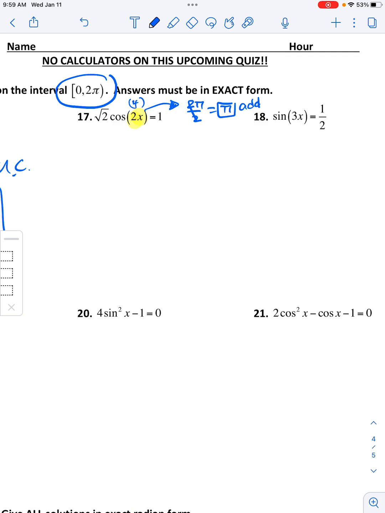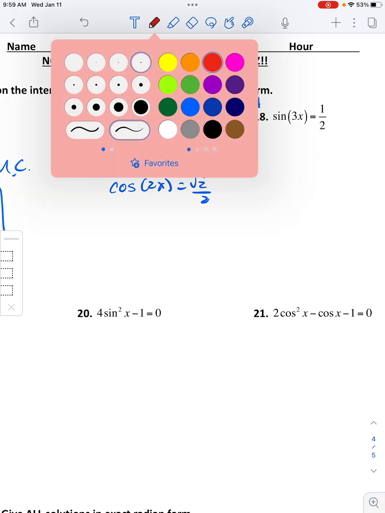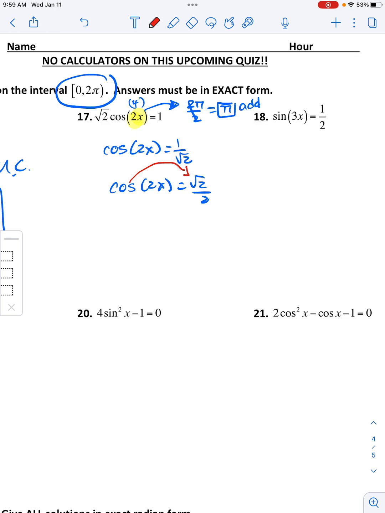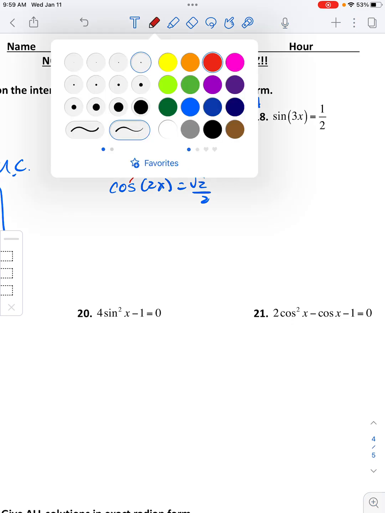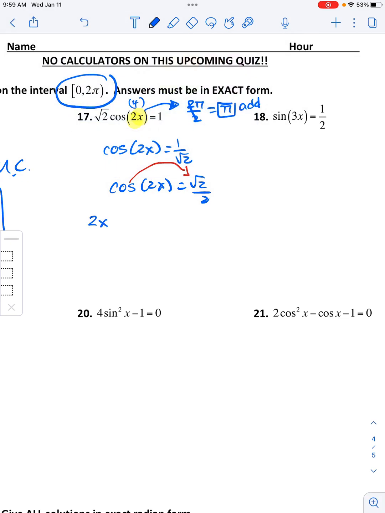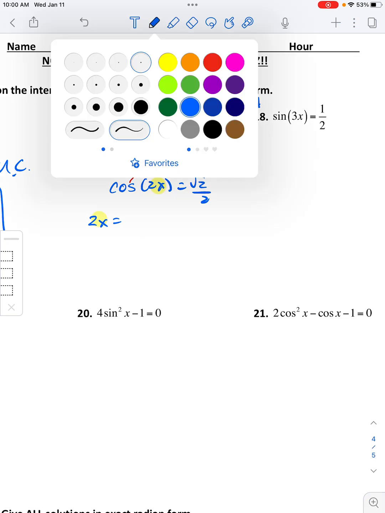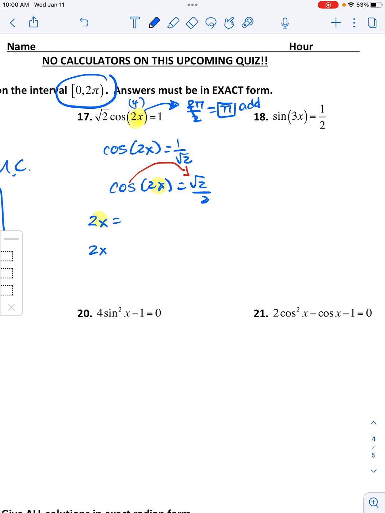I'm going to start by dividing that root 2 to the other side. And then I get 1 over root 2, but we're going to be honors pre-calc kids, and we're going to go ahead and rationalize that. So what I do at this point is I go to the unit circle and I figure out where the cosine is going to have this value of root 2 over 2. But that's not my final answer. It's what 2x will equal because of what I've got going on here. So there's going to be 2 options, and so I'm going to find out what they are.